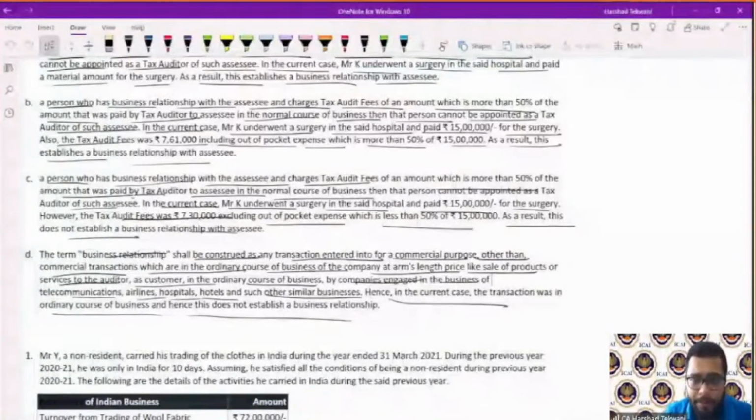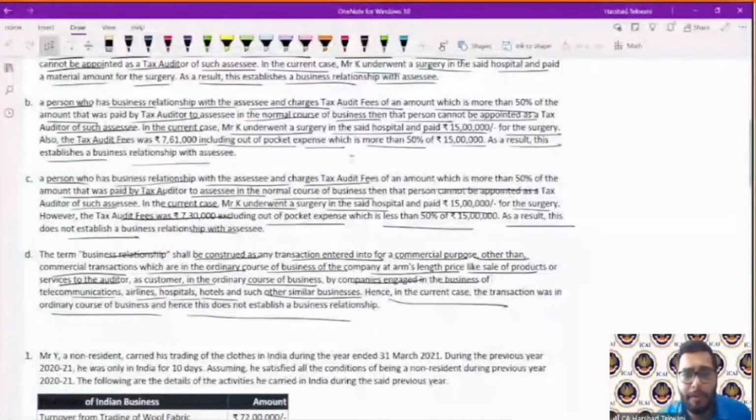Same way for the hotels. If I go and check in at a hotel, then the company is required to provide me service because I'm checking in at that particular hotel. And if they are at the normal arm's length price, meaning the price which is charged to other customers, and they are not charging me a special amount or special price because I'm a tax auditor, then that will not fall under commercial relationship. That does not affect my independence with respect to the audit, and hence that is allowed.